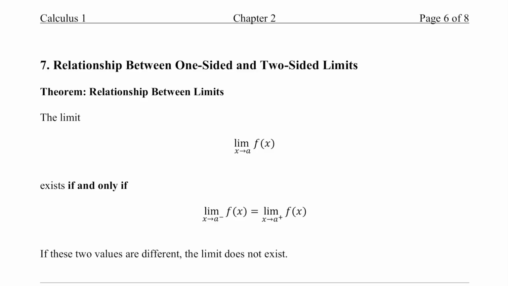So, whenever you're unsure whether a limit exists, check the left side, then check the right side. If they match, the limit exists. If they do not match, the limit does not exist.